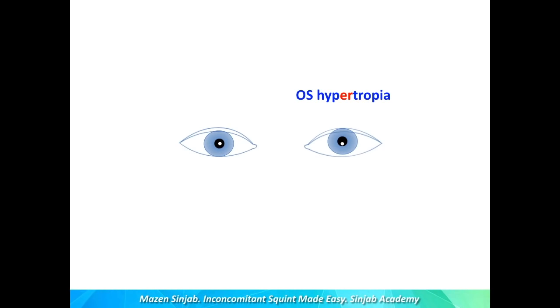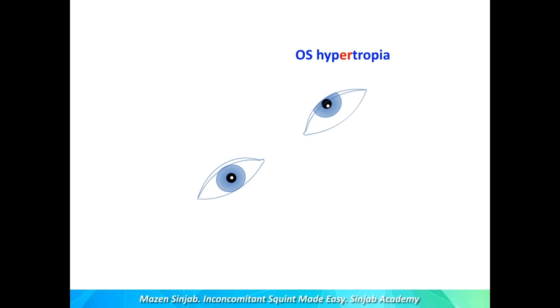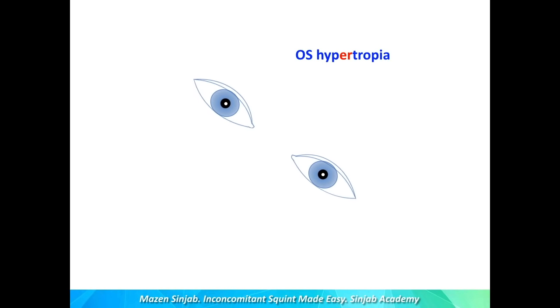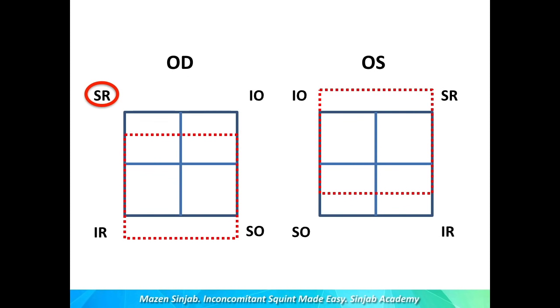The next step is to tilt the head. I ask the patient to tilt his head to his right, and I see that the left eye hypertropia has increased, and when he tilts his head to his left, the left hypertropia almost disappeared. So as you see, the superior rectus in the right eye is the affected muscle. Although the hypertropia is in the left eye, it happens because of the superior rectus weakness in the right eye. The superior rectus weakness causes hypotropia in the right eye, which is presented as hypertropia in the left eye.